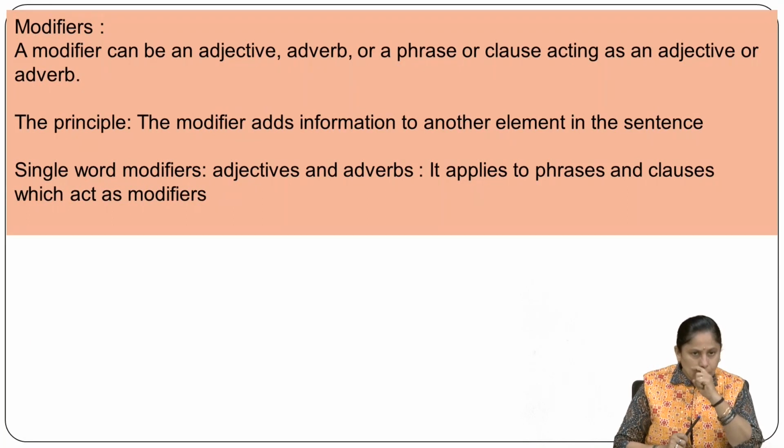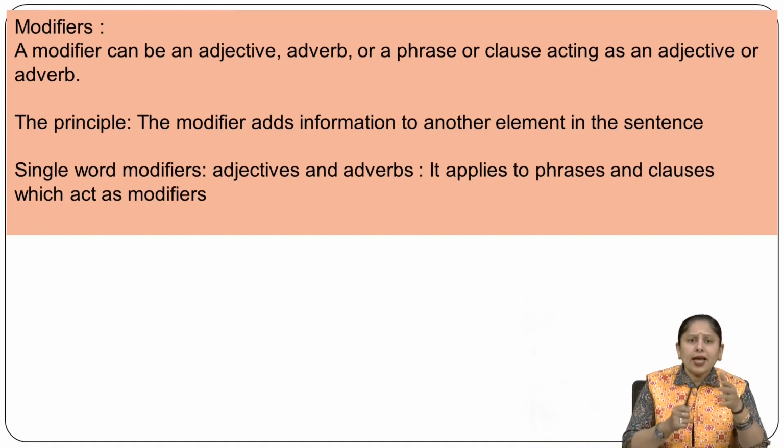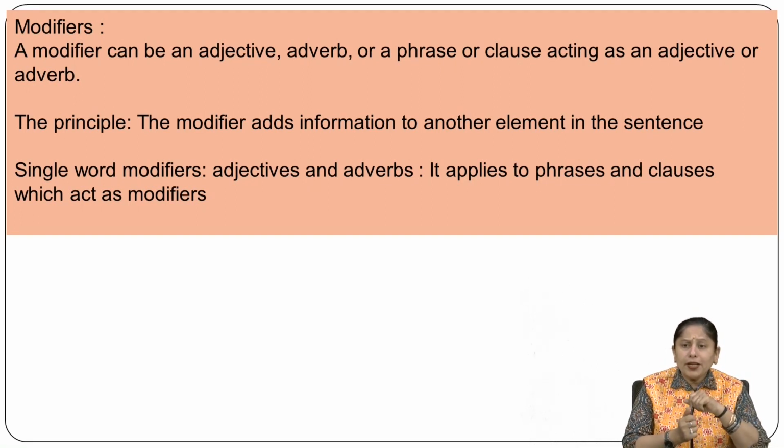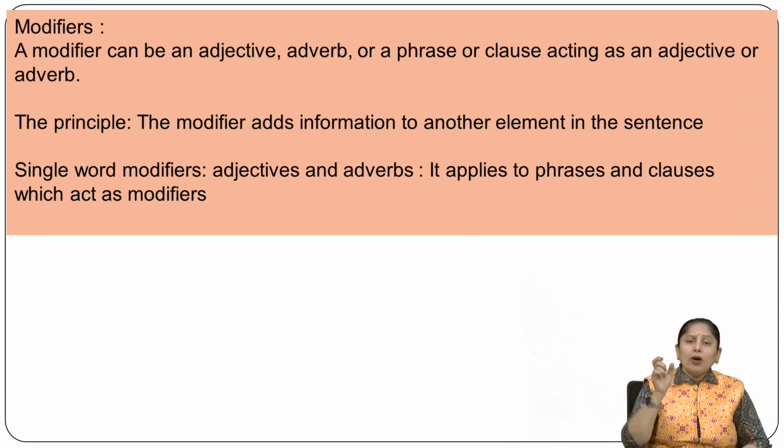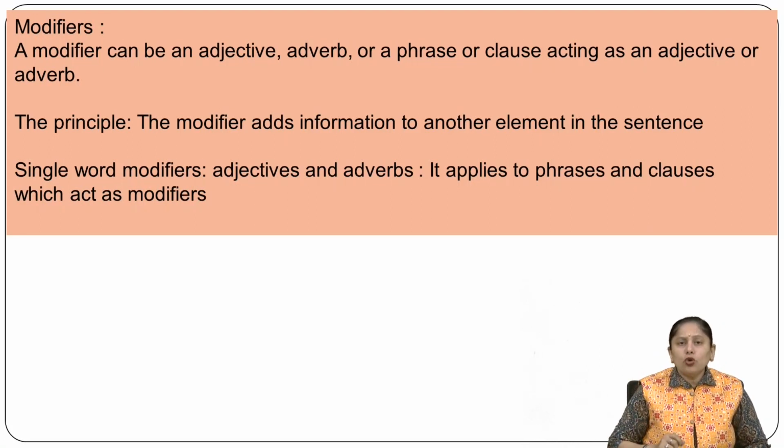Now let us go and understand the single word modifiers, adjectives and adverbs. As I told you that there are phrases and clauses, in the same way there could be a single word also which could be considered or kept as the modifier. It applies to phrases and clauses which act as modifiers. There is a saying that modifiers are utilized for the adjectives and adverbs, but of course one single word could also play the role of the modifier.